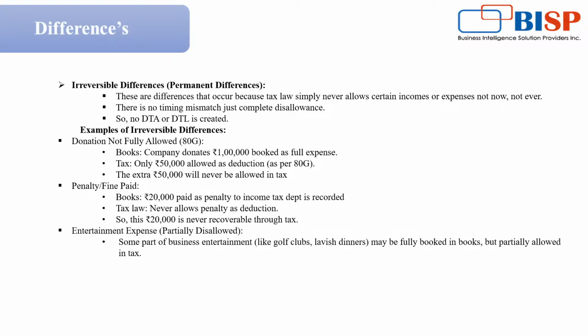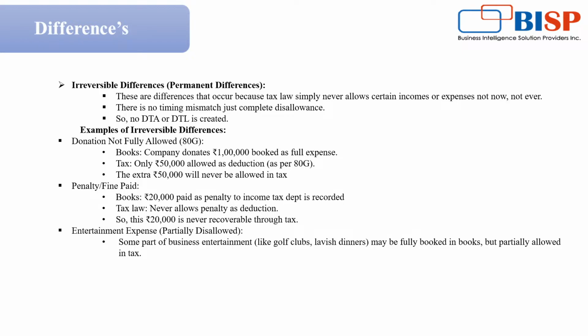Name one permanent difference you have seen: penalty, club expense or donation. These are some of the common examples that we are going to take. Here we have an example under donation not fully allowed. In the books, the company donated 1 lakh, booked as a full expense, but the tax only allowed 50,000. So the extra 50,000 will never be allowed in the tax, right?